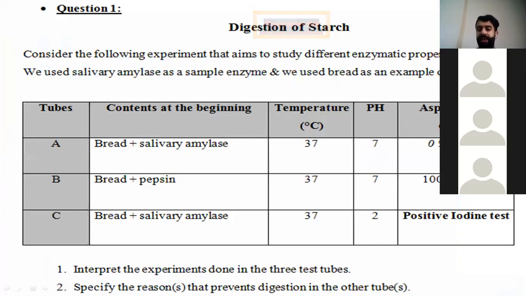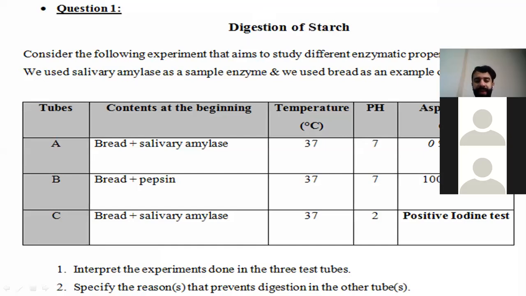Moving to this exercise. In this exercise, what do we have? Consider the following experiment that aims to study the different enzymatic properties. We use salivary amylase as an enzyme, with bread as an example of starch. So in the first tube, we have bread plus salivary amylase.